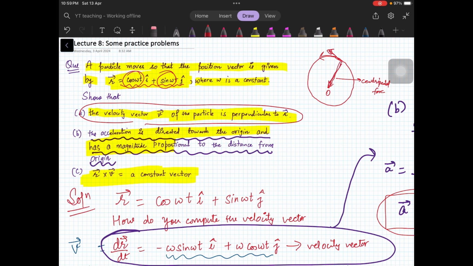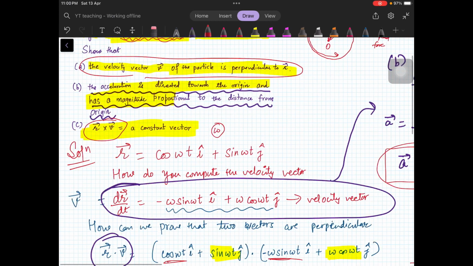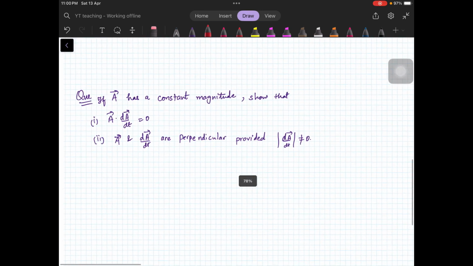That is why r and v are perpendicular vectors, and also r cross v is nothing but your angular velocity, which is omega in this case. So you can see that there is a connection between what you have studied in physics. When you have a particle moving along a circle, the radius vector and the velocity vector are perpendicular, and then the r cross v, which gives us the angular velocity, is also constant. Okay, so that's good.